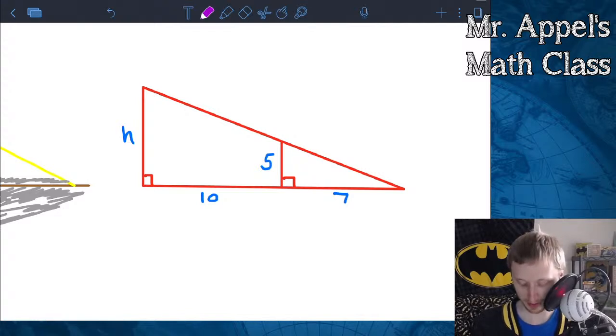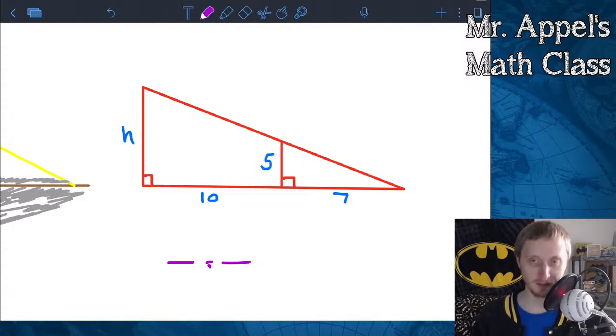All right, let's break it down step by step. I need 4 numbers to fill in my proportion here. I like to start on the left-hand side, and I usually start with what I'm trying to find. So, what number goes there? What do I put here? What am I looking for? What's my variable?